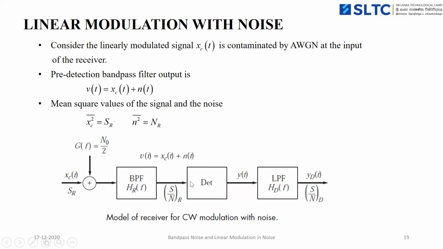Then v(t) is given to the detector. The detector may be an envelope detector or a synchronous detector, where the signal will be detected. Then the output is denoted by y(t). This y(t), the output of the detector, is given to the low pass filter, where the unwanted frequency components will be removed. Finally, the output of the low pass filter gives the received signal y_D(t). From that, we can find the final signal to noise ratio at the destination, denoted by (S/N)_D. So (S/N)_D is the signal to noise ratio at the destination, and (S/N)_R is the signal to noise ratio at the receiver.